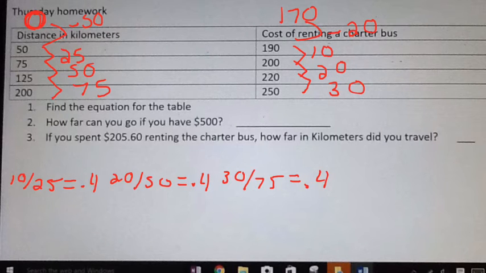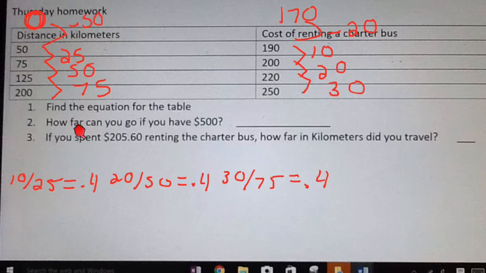Okay, here we go. So this first change from 50 to 75 is 25, from 75 to 125 is 50, from 125 to 200 is 75, from 190 to 200 is 10, from 200 to 220 is 20, and from 220 to 250 is 30.